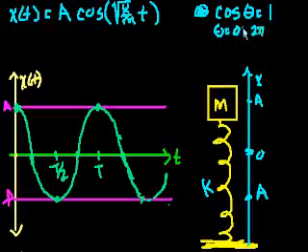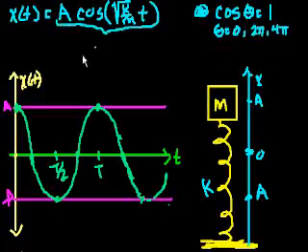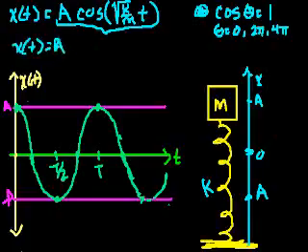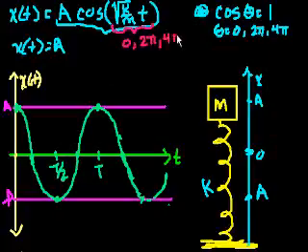You should watch the unit circle video if this makes no sense to you, or the graphing trig functions video. It's also true at 4 pi. Really, any multiple of 2 pi. Cosine of that angle is equal to 1. So the same thing is true for this function, x of t. x of t is equal to A whenever this expression within the cosine is equal to 0, 2 pi, 4 pi, etc.